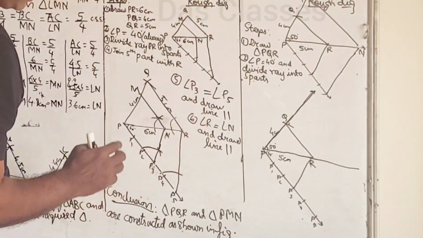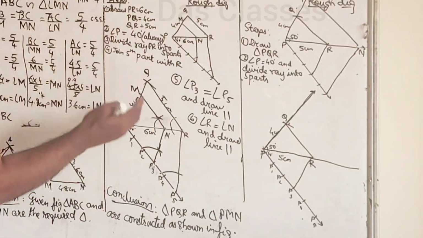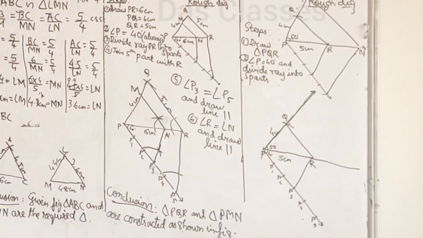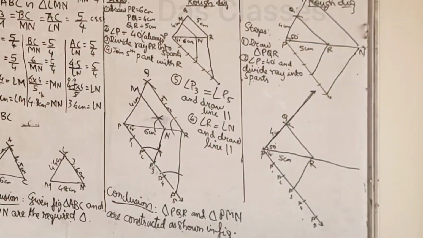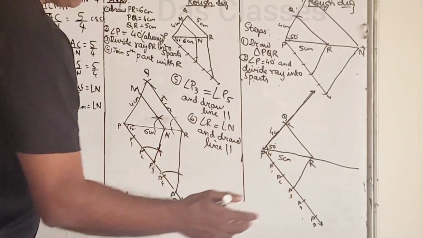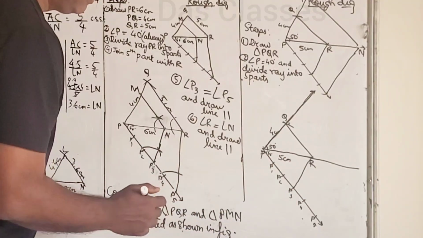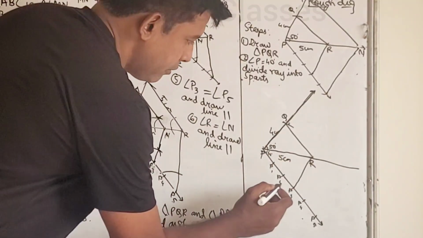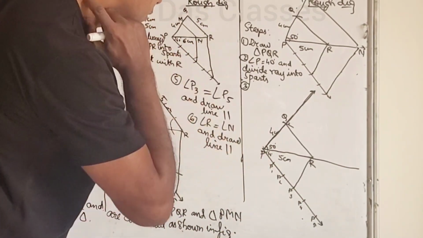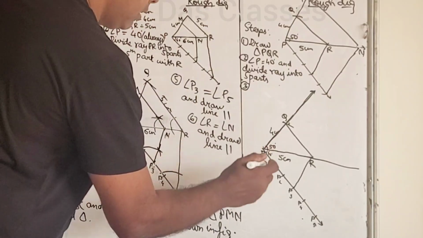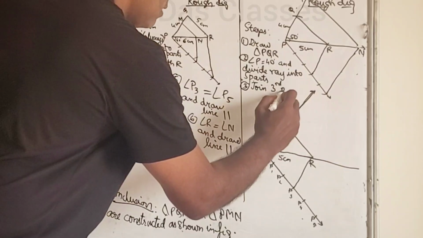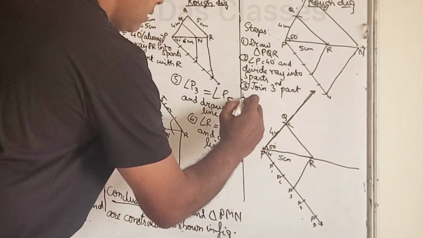Now see what has happened. In the previous sum, the triangle we constructed came on the inside, while in this example, the triangle is coming on the outside. So after that, what we'll do is from P3, we want to join the third part with R.